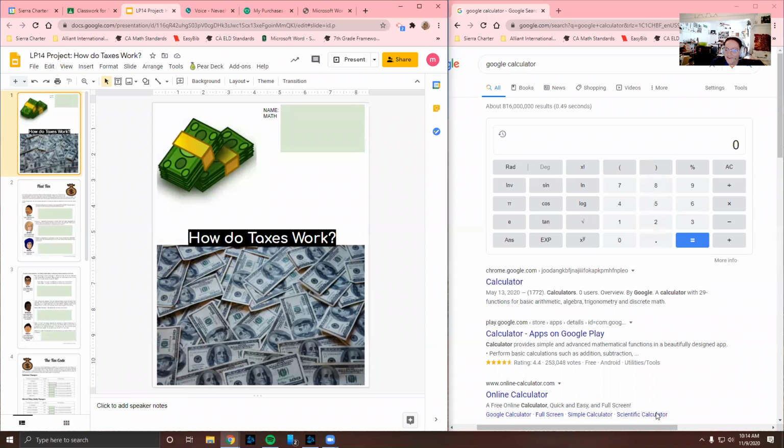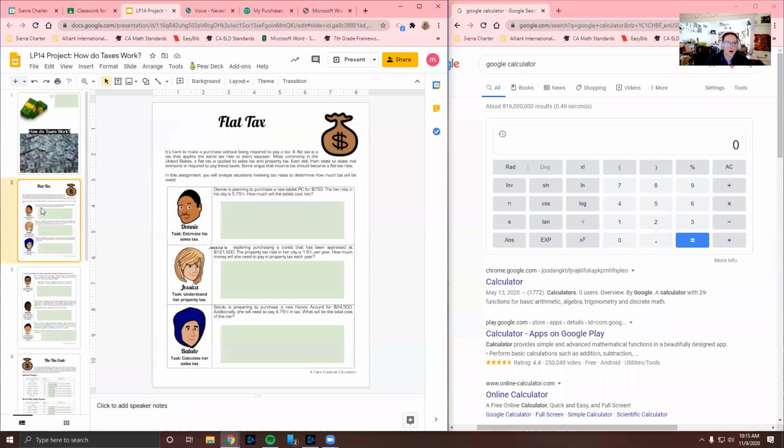All right, good morning. So we are going to be working on the LP14 project, dealing with how do taxes work. So the first page, all you need to do is make sure you put your name at the top. For the second page, we are going to be talking first about a flat tax system.